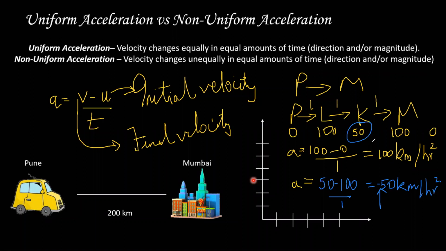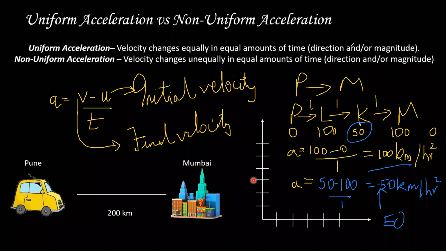And again, from Khopoli to Mumbai, my acceleration is plus 50. That means my speed is increasing. So by looking at the sign of acceleration, you can tell whether the speed is reducing, that is decelerating, or the speed is increasing.